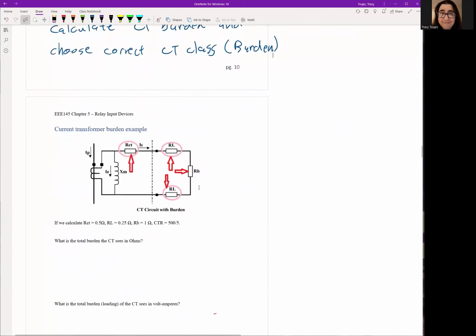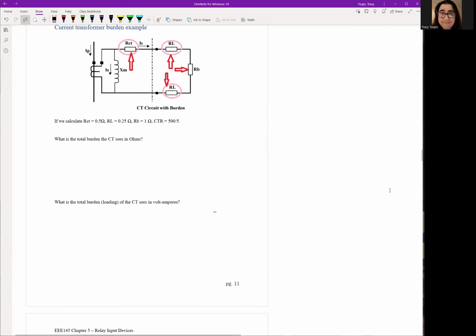Okay, so let's go ahead and again see an example of how we calculate it, what it means, and how we find, when we're talking to a manufacturer, what type of information they need. Well, the first thing we need to know is the total burden of the CTs. Now, there are 2 ways we could do this. We could calculate the ohms or calculate the power itself. Either one will work. So what is the total burden seen in ohms?